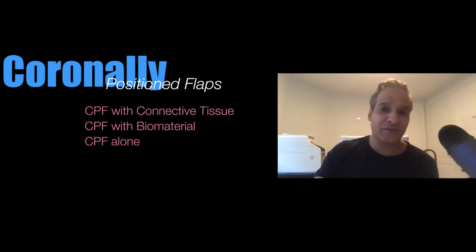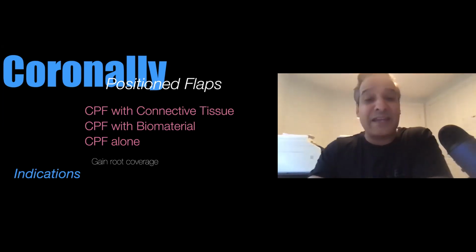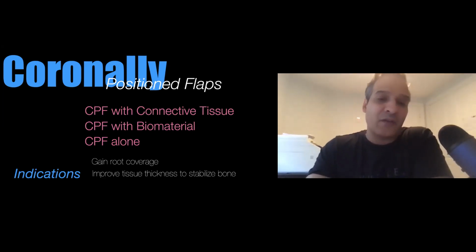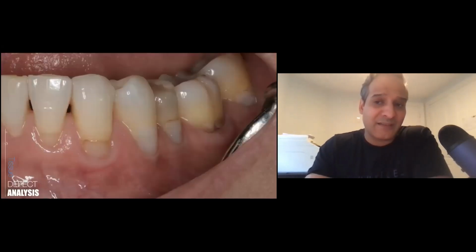So coronally positioned flaps can be done with connective tissue. They can be done if the tissue is thick enough, with just the flap alone, or with some sort of dermal allograft or collagen matrix. These are mainly used for root coverage, but they also improve tissue thickness, health of the bone, aesthetics and root sensitivity. Okay, so here's a case.